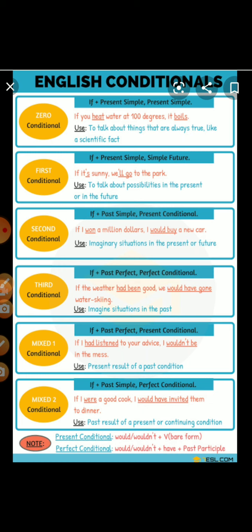The last one, mixed conditional 2. In that case, if plus the simple past tense is used, and in the main clause we have to use would plus have plus the verb's third form. For example, if I were a good cook, I would have invited them to dinner. So when are we likely to use mixed conditional 2? For a past result of a present or continuing condition. So over here, we have already explained the present conditional and the perfect conditional, their structure.